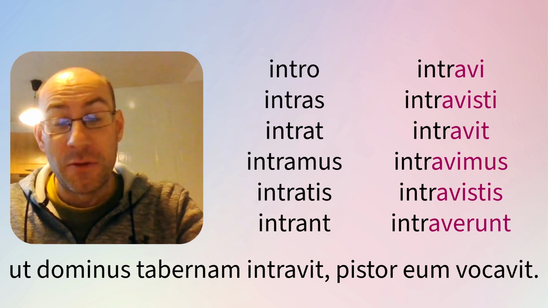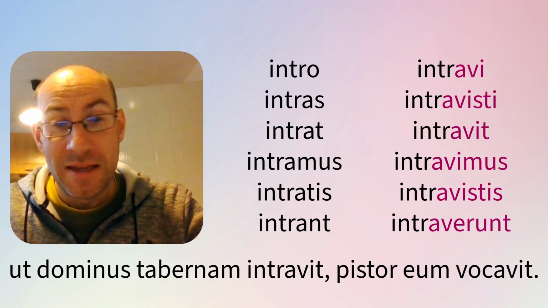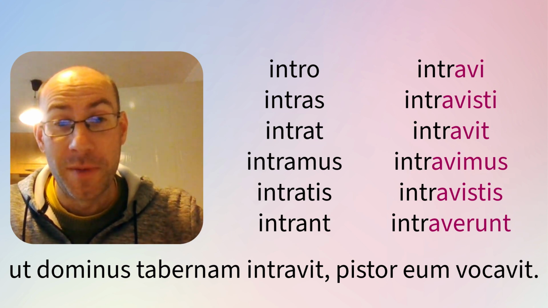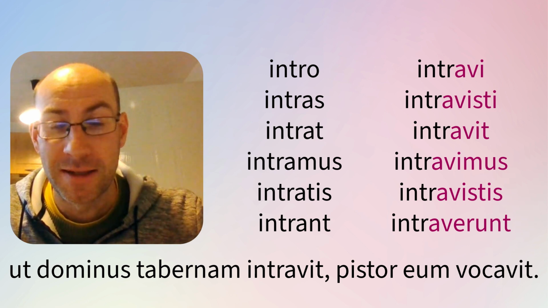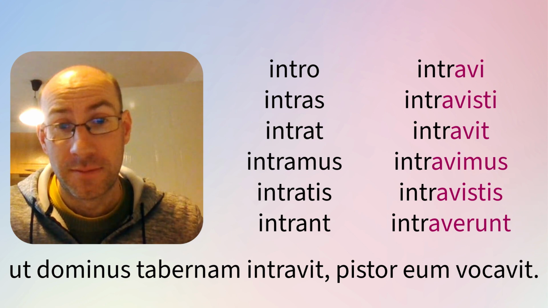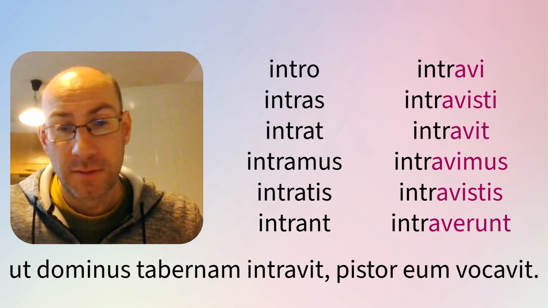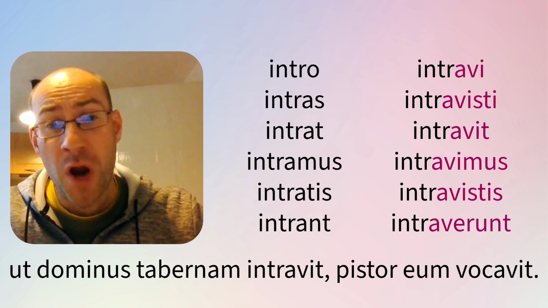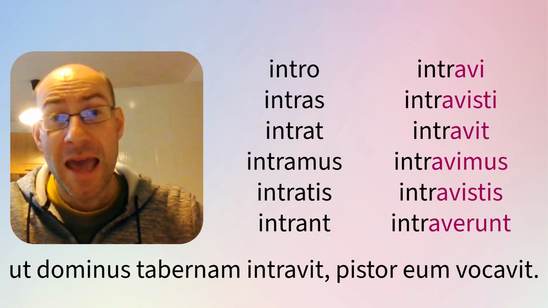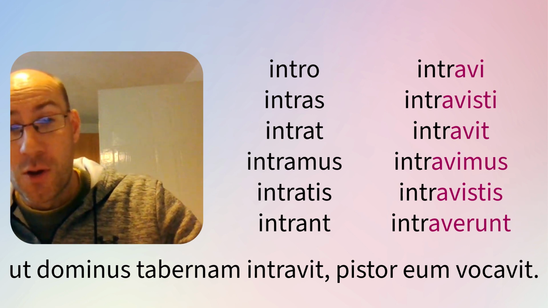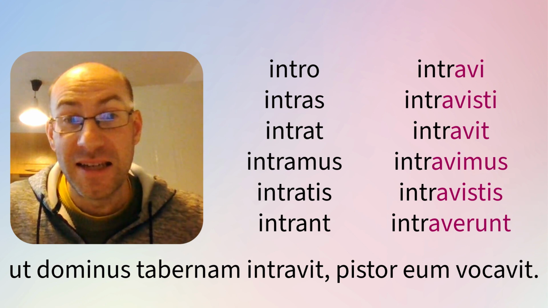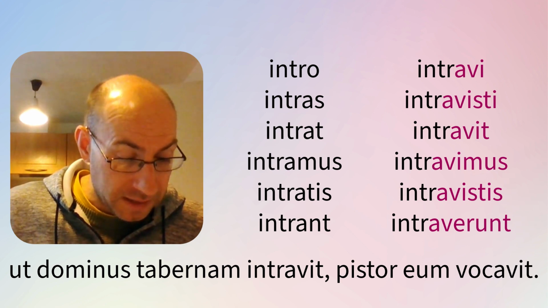When the master entered the tavern, the baker called him. Ubi or ut dominus tabernum intravit, pistor eum vocavit. Ubi dominus tabernum intravit, third person singular. Pistor, the baker, eum, him, vocavit, also third person singular. So we've got two vits there, because it's both a he did it. Let's do another one, last one I think.